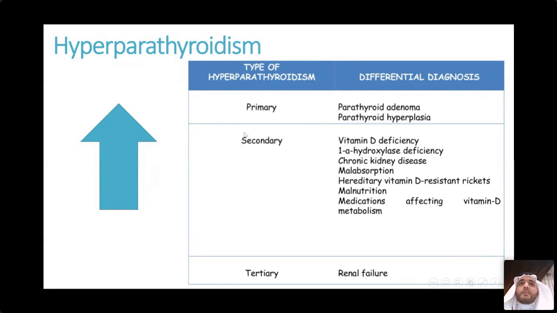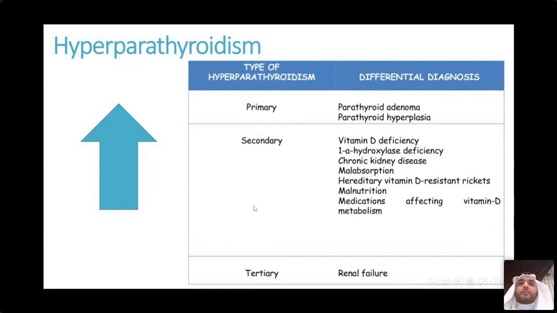Secondary hyperparathyroidism is a compensation mechanism due to a decrease in the calcium level. Most of these patients have hypocalcemia due to vitamin D deficiency, 1-alpha hydroxylase deficiency, hereditary vitamin D resistant rickets, and also chronic renal disease, malabsorption, malnutrition, and medication. Tertiary hyperparathyroidism is a complication of the secondary form.